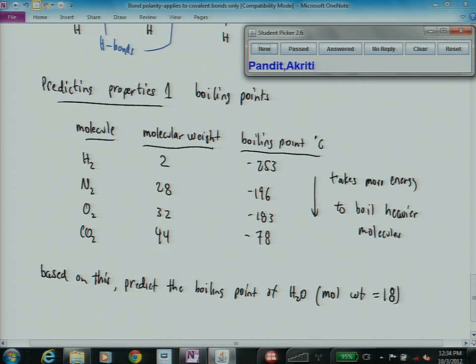So is it going to be higher than hydrogen? Is it going to be higher than nitrogen? No. So it ought to be something like minus 200, right? Okay. But it's positive 100, right? So it's like 300 degrees C off of what this would predict.